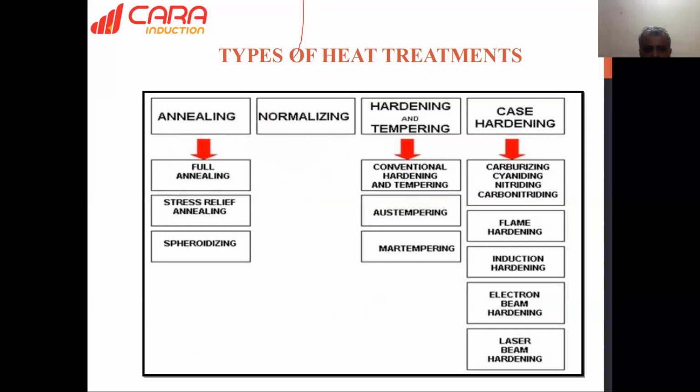Generally, in heat treatment, annealing, normalizing, hardening, and tempering are the basic heat treatments. And in case hardening, there is carburizing, nitriding, flame hardening, induction hardening, and laser beam hardening. These are the surface heat treatments. In that, induction hardening is a widely used heat treatment, and today we are focusing only on induction hardening. Sir, please next.